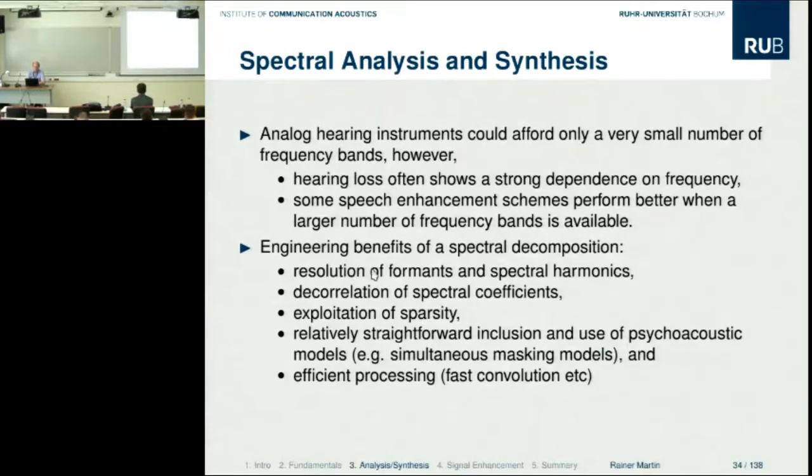But essentially, you can resolve formants and spectral harmonics. You also get some decorrelation of spectral coefficients when you transform the signal from the time into the frequency domain. You might exploit some signal sparsity effects. So especially when you have competing talkers, they will not show up at the same time in the same frequency bins. You can also include some psychoacoustic processing models. And finally, processing in the frequency domain, especially if you downsample your signals after the analysis filter bank, leads to efficient implementations.